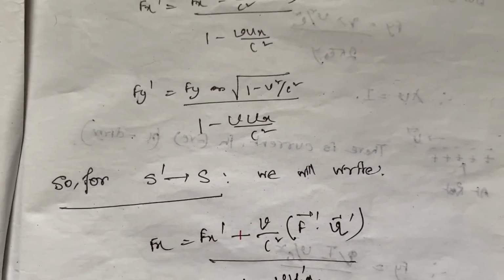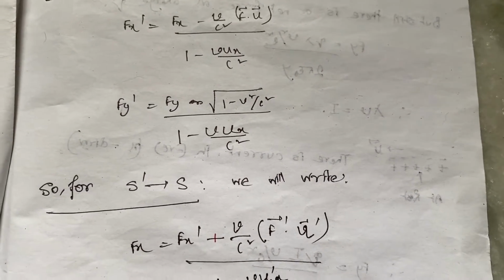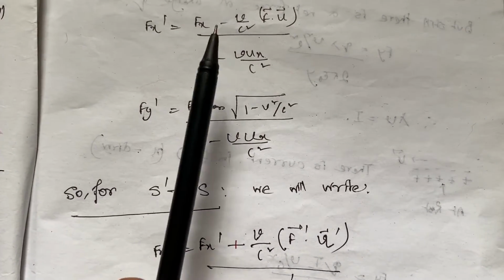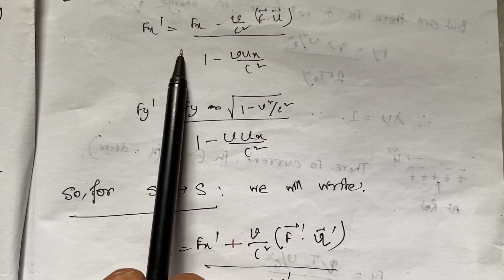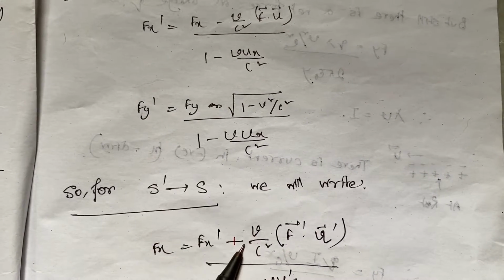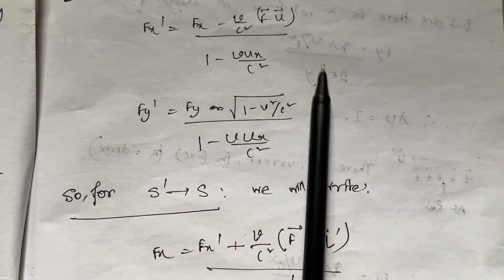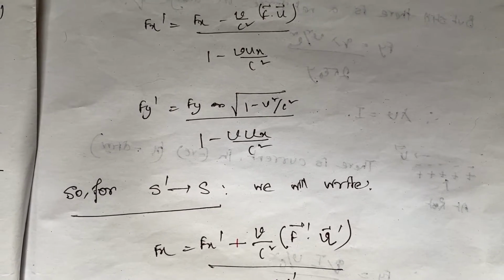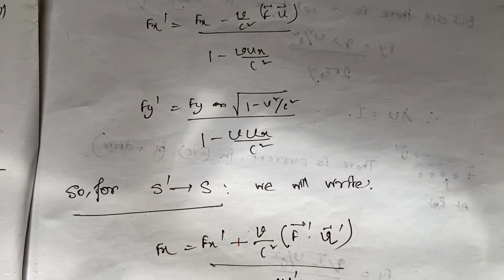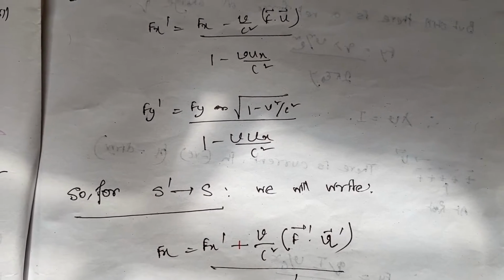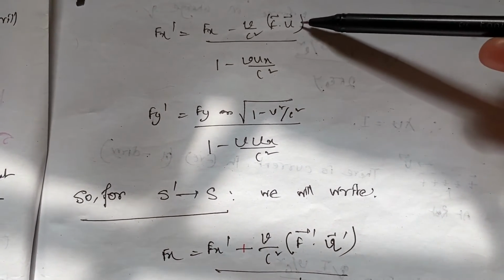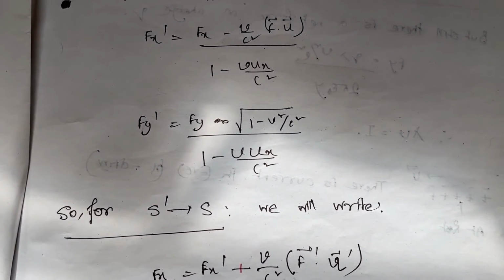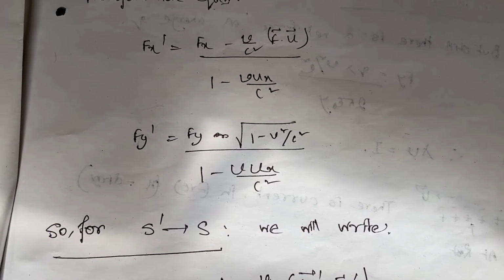So if we want to go from S prime to S frame, then what we need to do is just make this as primed and this is unprimed. V should be replaced by plus v, so here we have plus v by c square. F should be replaced by f prime, u should be replaced by u prime. Now what are u prime and u? U prime is the velocity of the particle in S prime frame, and u is the particle velocity in S frame, and this v is the speed of the frame itself.